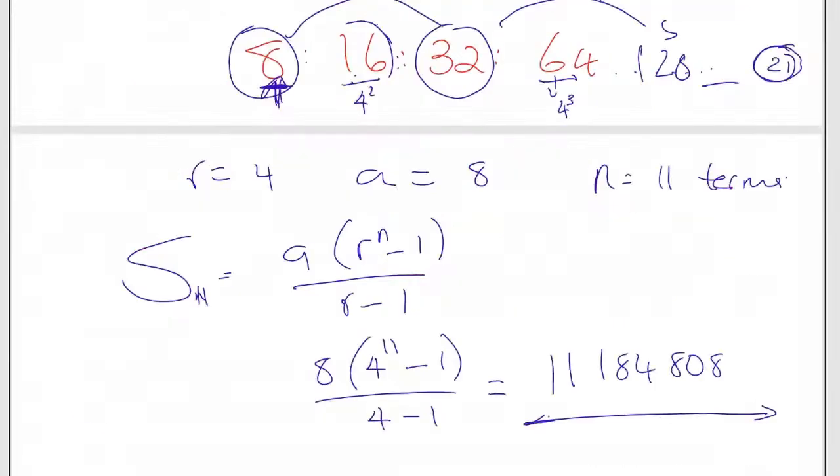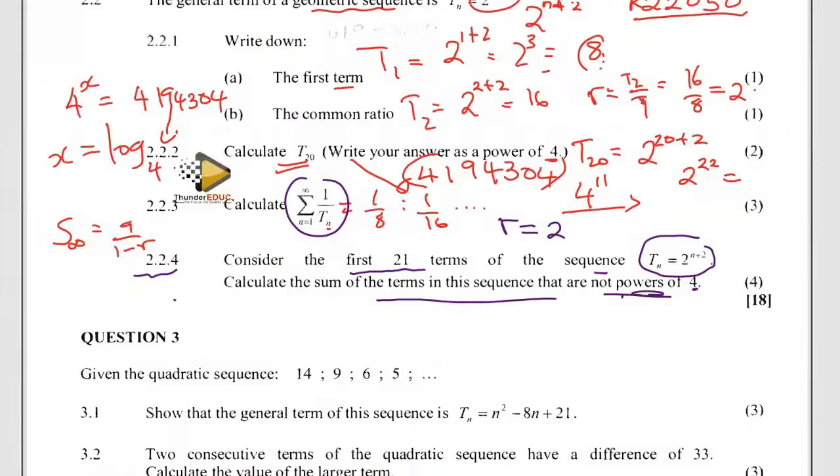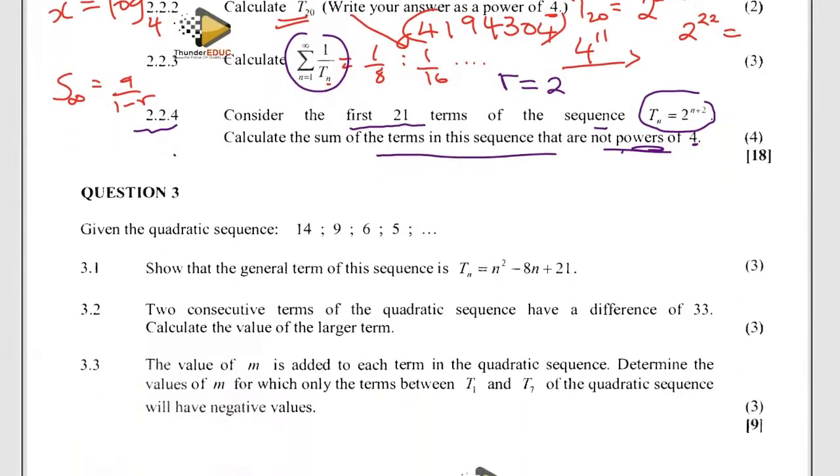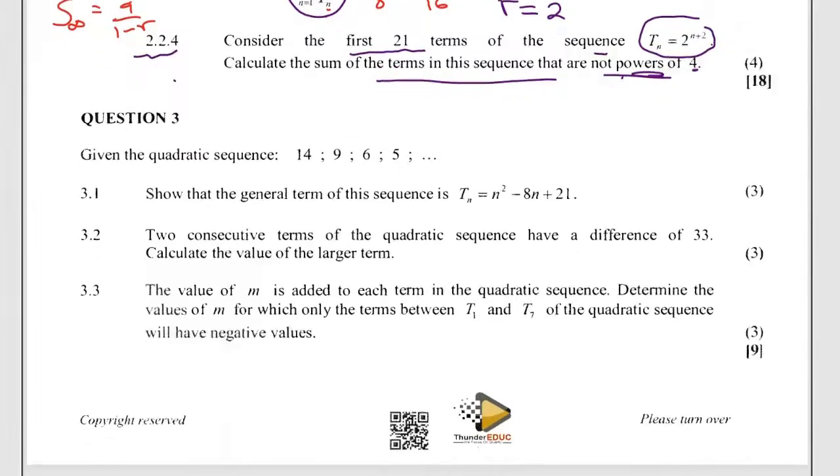Alternatively, somebody would have obtained the sum of the first 21, and then somebody could have also gotten the sum of the 10 terms that are powers of 4, and then you subtract the 2. I believe we should be able to get the same answer. All right, then question number 3.